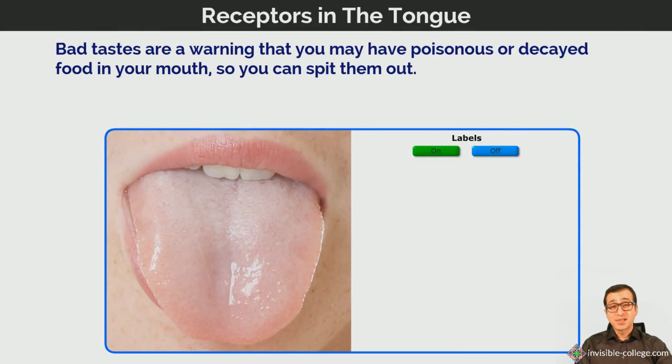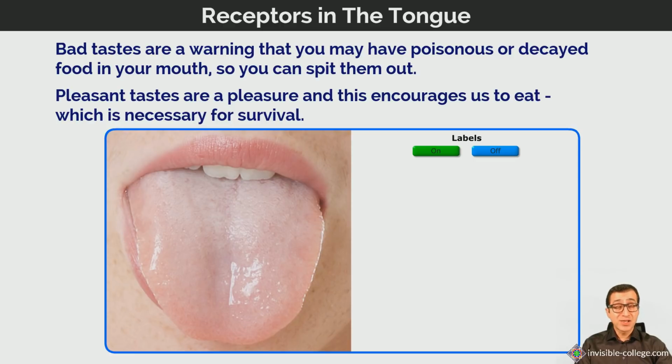Now, bad tastes are actually a warning that you may have consumed something which is harmful to you, and so you can then spit that food out. Pleasant tastes are pleasurable, and this encourages us to eat more of those foods. Both of these are actually survival responses at their root.